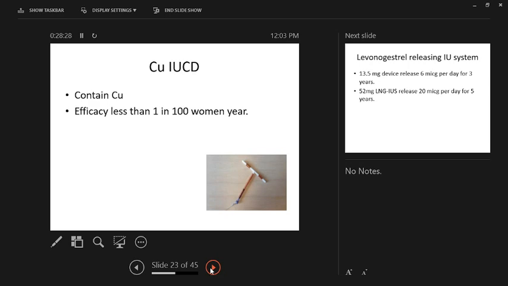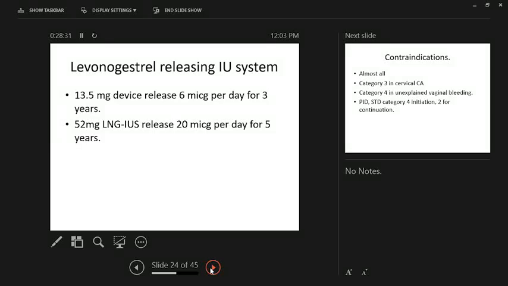And it's quite an efficient kind of contraception, and it's very cheap as well, a very suitable method for a country like ours. At the moment, the efficacy is quite significant.